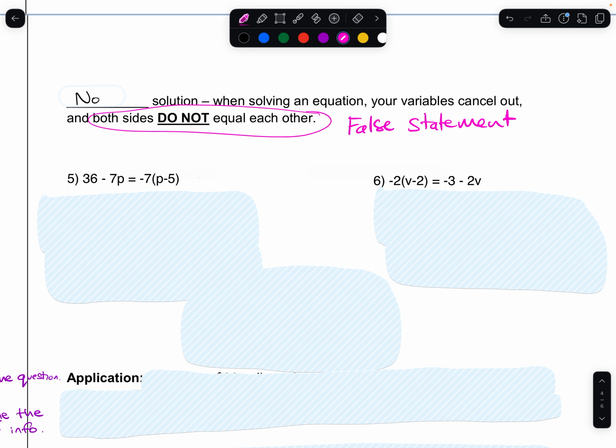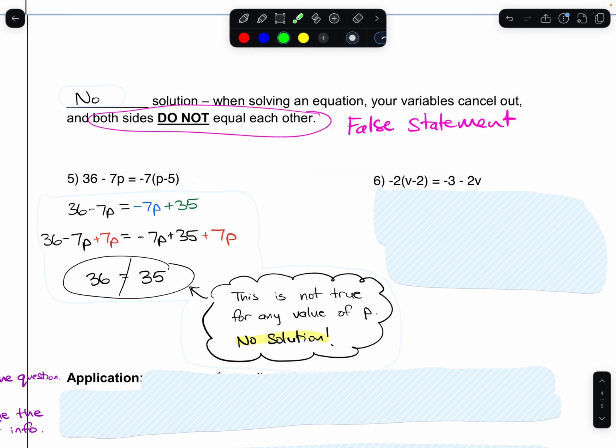You might get something like 0 equals 2. That's not true, right? They're different numbers. So let's try number 5 together. Actually, here, I'll just show you the whole thing, but we'll talk about it.